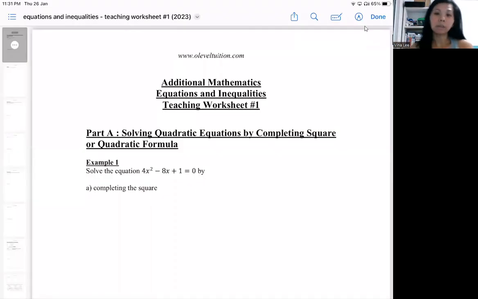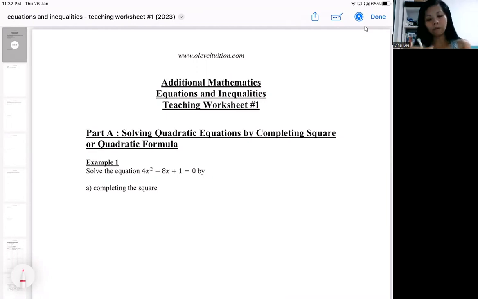This is the second chapter for your A math, and this second chapter on equations and inequalities essentially is an extension of your E math quadratic equations and the very first A math topic on quadratic functions. So we are still dealing with quadratic functions, but we will be exploring more of the nature of roots and the idea of discriminant, and it will be extended into some simultaneous equations and quadratic inequalities.